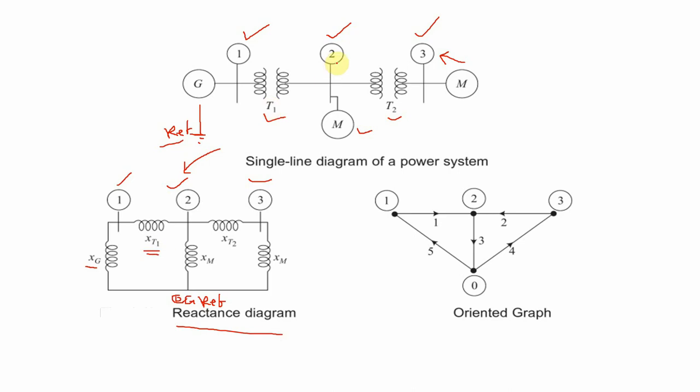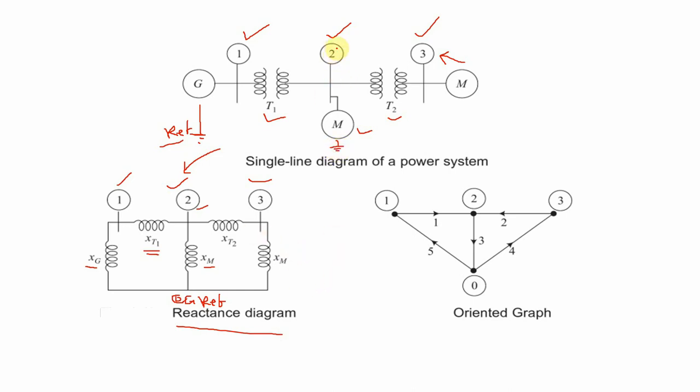Now next, at node 2 or bus number 2, we observe that there is a motor which is connected to bus number 2. So here I represent it by Xm. So Xm is nothing but the reactance of the motor, which is connected between node number 2 and the ground, right? So this motor is connected here at node number 2, and the other node is your ground node or reference node.